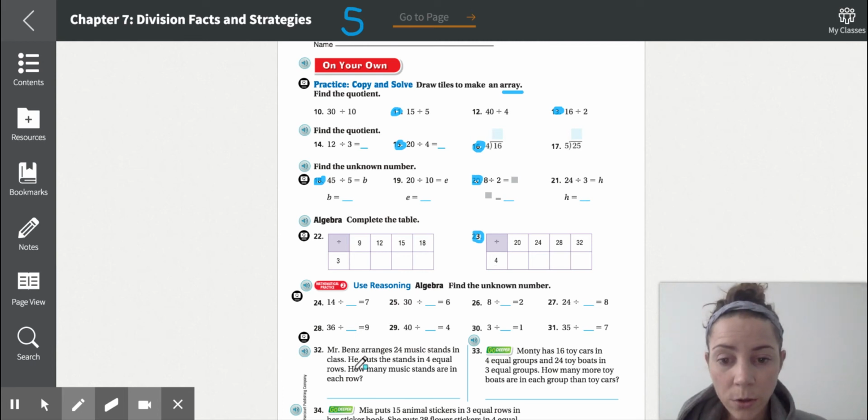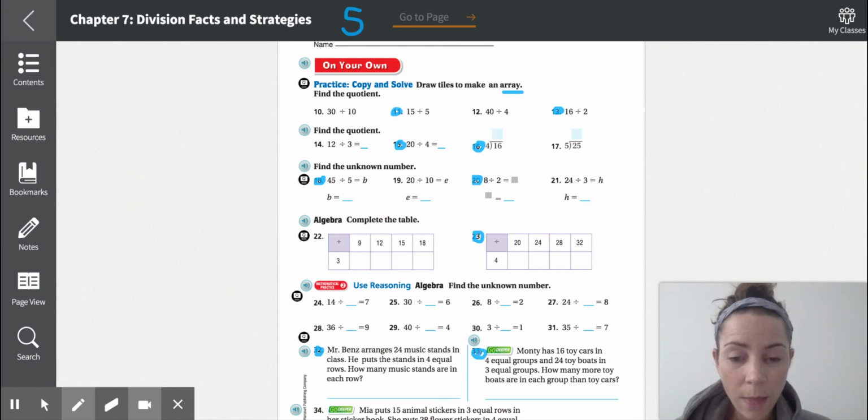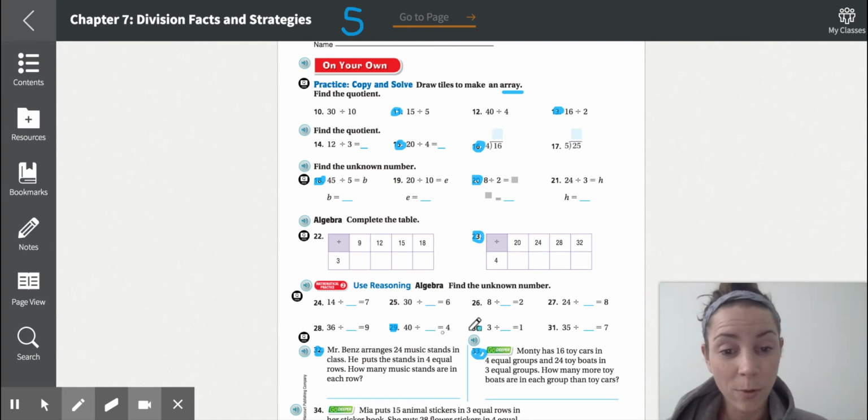And then I want you to do the word problems 32 and 33. And then as a challenge, see if maybe you can try number 29. What do you divide 40 by to get the answer of 4? Okay, use maybe your opposite facts to help you. Is there a multiplication fact that you can use and go backwards to help you with that one? And then also try number 30.